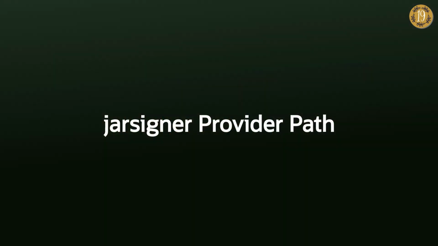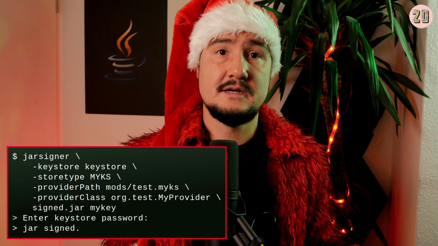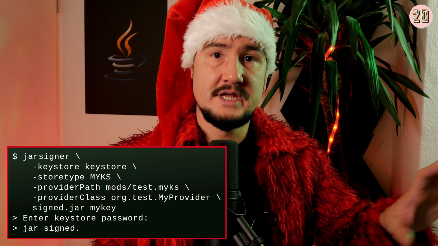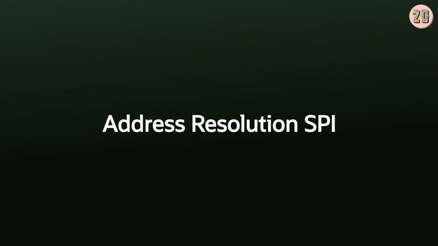The new option -providerPath has been added to jarsigner. It allows you to specify the class path of an alternate keystore implementation and can be used in conjunction with the -providerClass option.